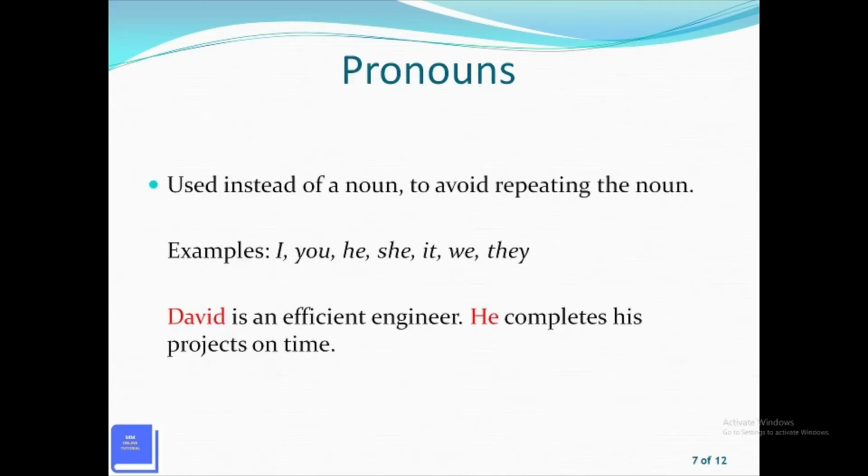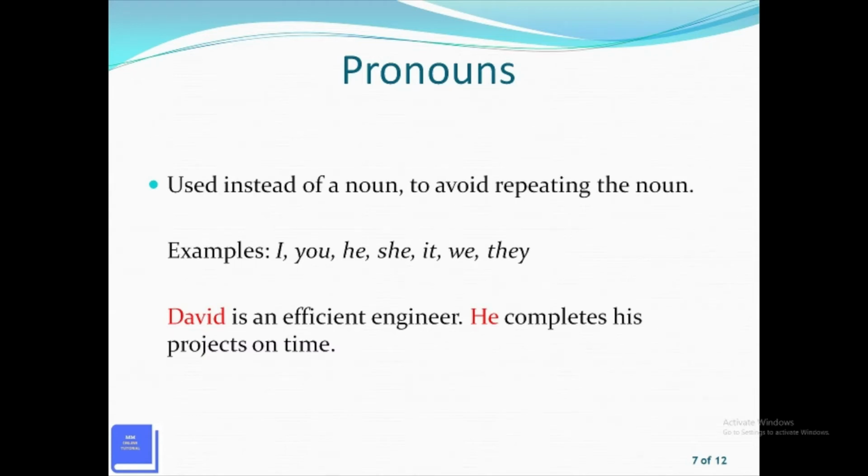So next is pronouns. Pronouns are used instead of nouns to avoid repeating the nouns. For example, I, you, he, she, it, we, they. So we'll see the example. David is an efficient engineer. He completes his project on time. So here instead of David we use he. So he is here the pronoun. That means pronouns are used in the sentence to avoid repeating the nouns.